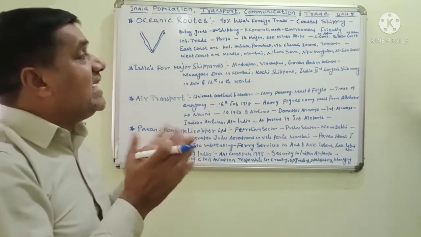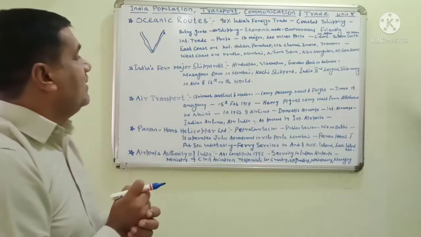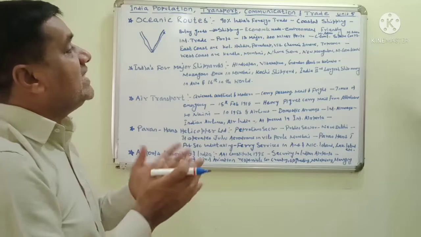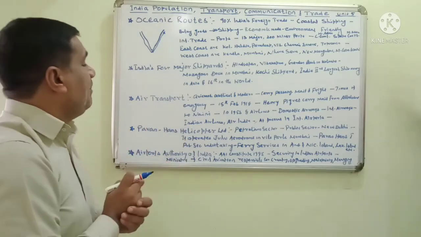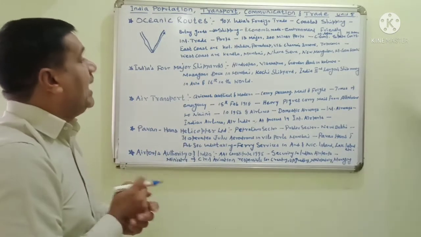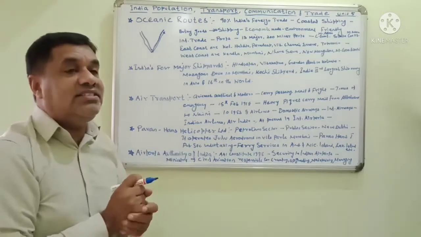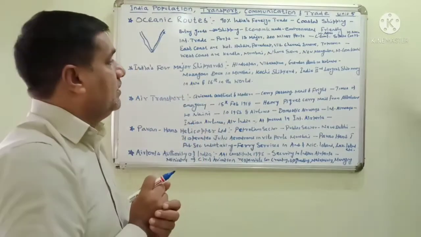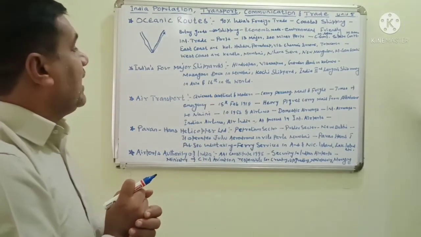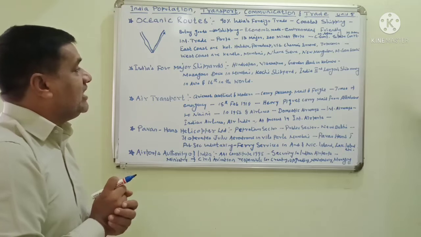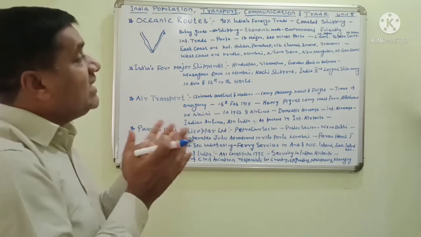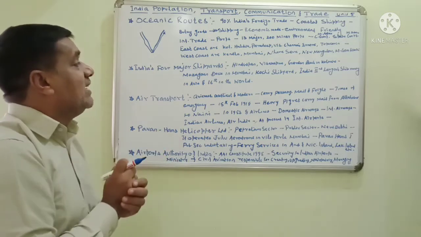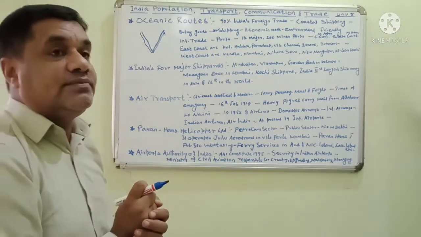India is the second largest ship owning company in Asia, and 16th in the world. Largest one in Asia, but 16th place in the world. Note it.